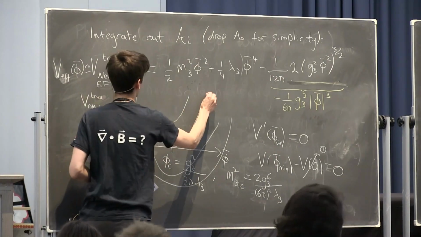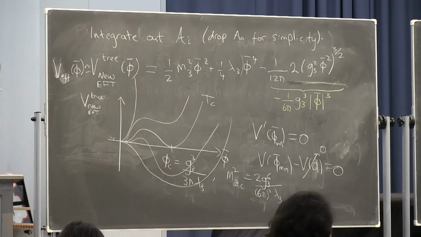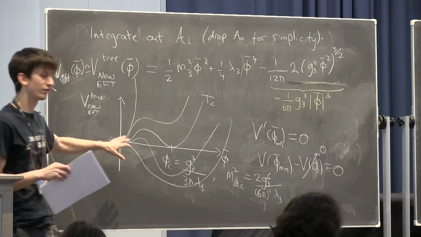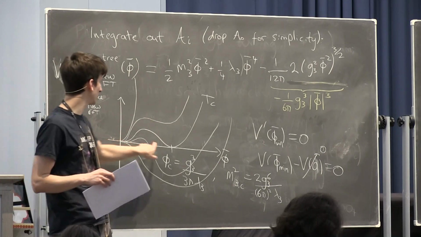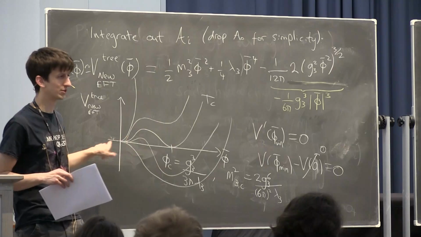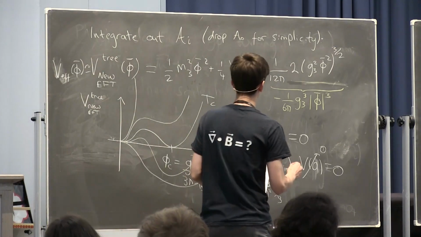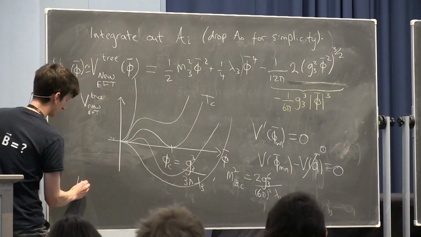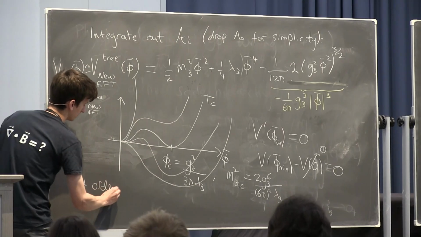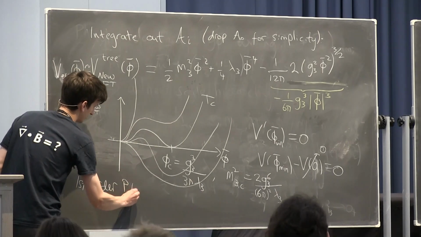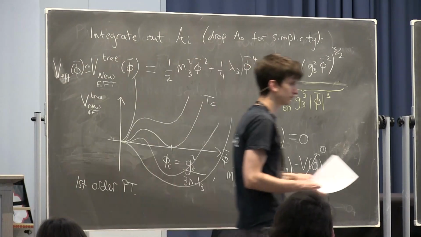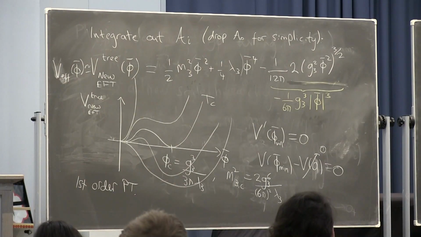And this is our critical temperature here. So great, we've got a different answer from before. This is a first order phase transition, by the way, because we have two minima coexisting at the same temperature. So we have a different answer, but we had a different answer before. Can we trust this answer?